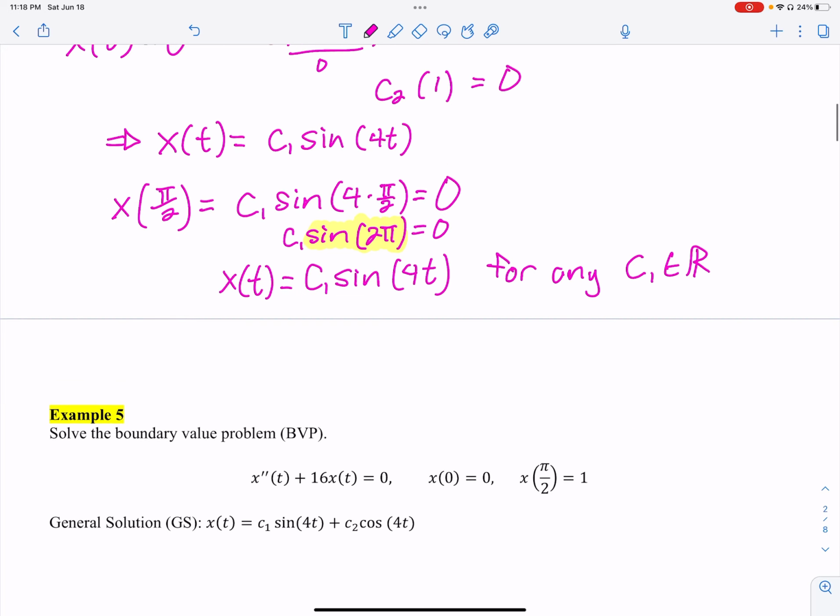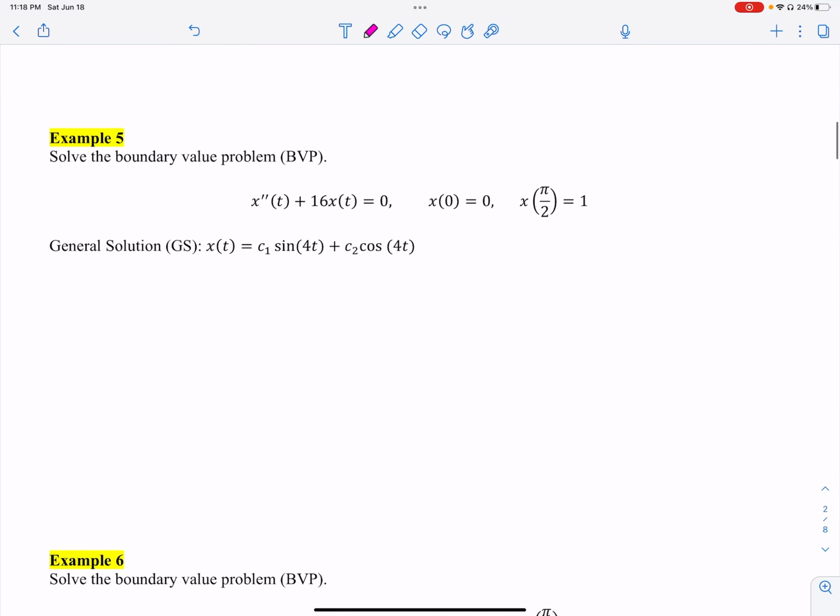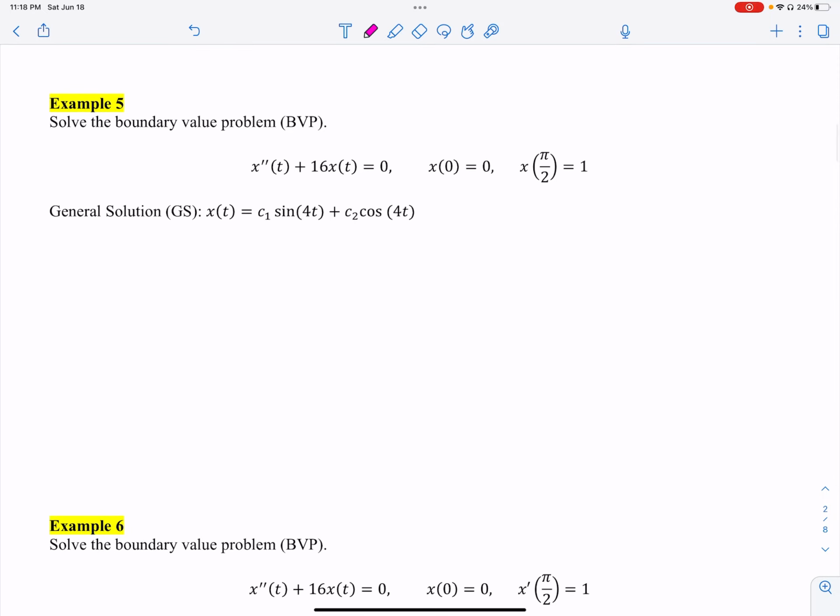Right, let's take a look at this. What if we were to change our boundary just a bit? Notice that the second condition now changes to when I plug in pi over 2, I get 1. So we get that same thing as before. I'm going to write that down.